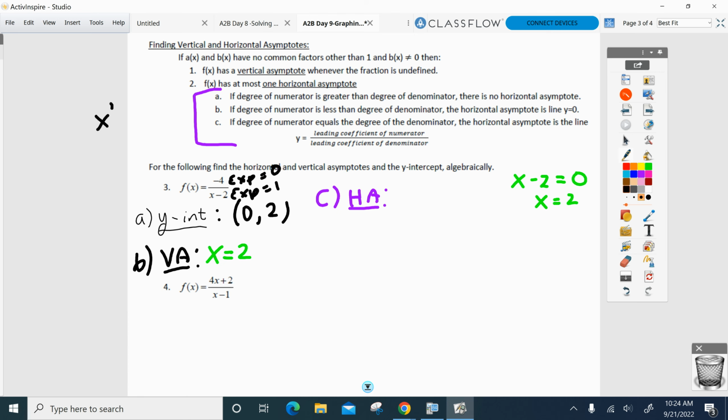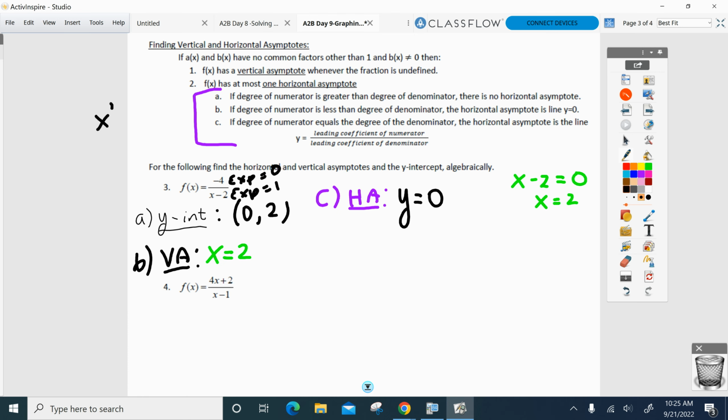Which has the higher exponent? Denominator or numerator? Okay, listen to me carefully. If the denominator has the higher exponent, we say the horizontal asymptote is always y equals 0. If the denominator has the higher one. Well, what happens if the numerator has the higher? We'll get there. What happens if they're the same? We'll get there. All right, I don't want to fill your head just yet, but just know if the exponent in the denominator is bigger, it's always y equals 0 for your horizontal.